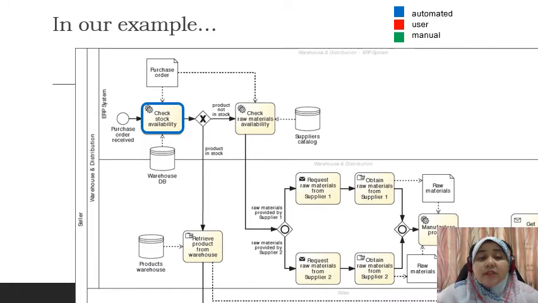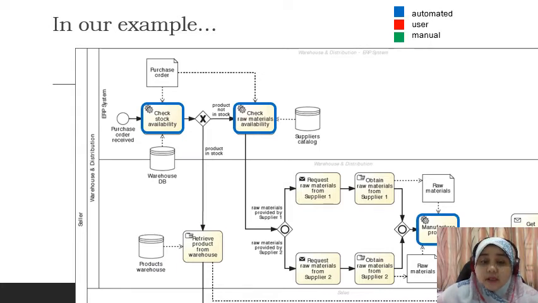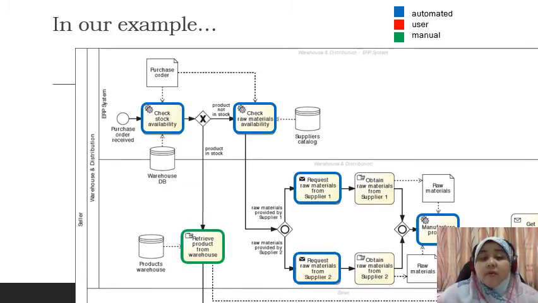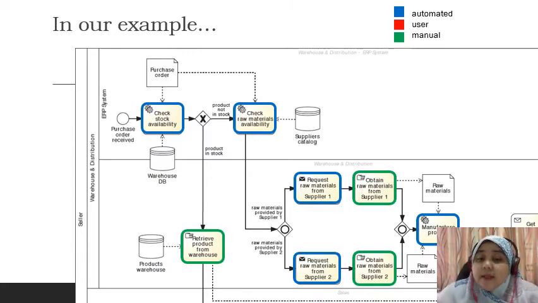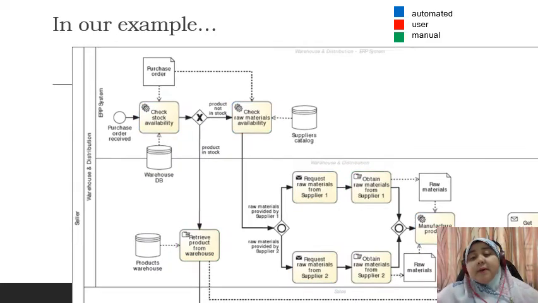So kita tengok bahawa check stock availability ni datang bersama dengan dia punya database, warehouse database, berwarna biru. So it's an automated function. Then kita ada check material availability pun automated. Manufacturing process automated. Yang biru ni semua automated. Yang hijau ni manual. Received product from warehouse definitely is a physical part. Obtain raw material daripada supplier is a physical part.